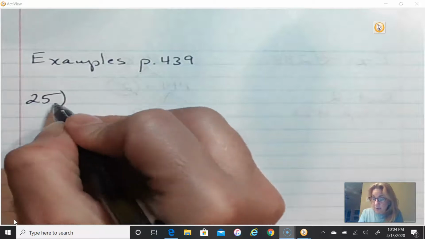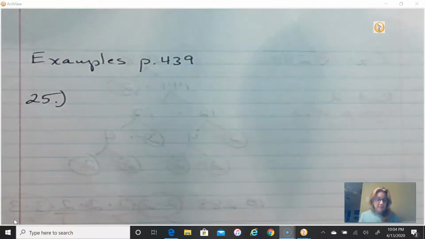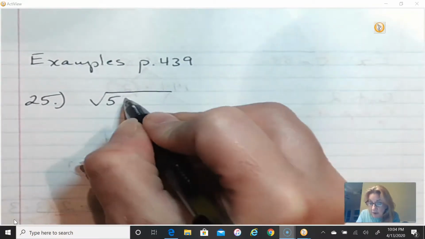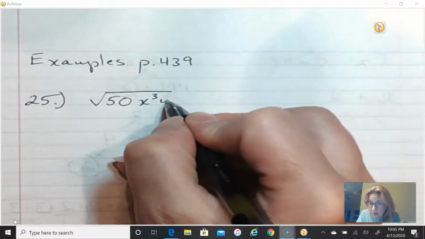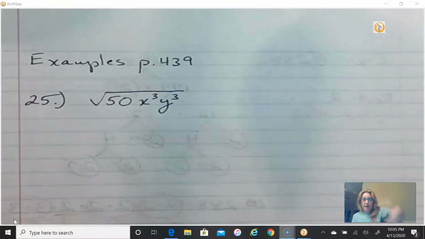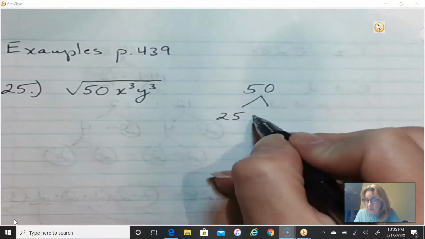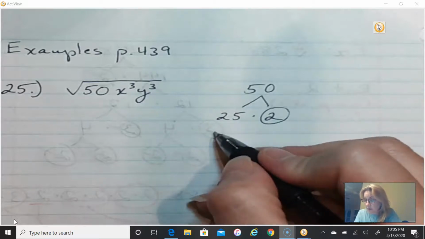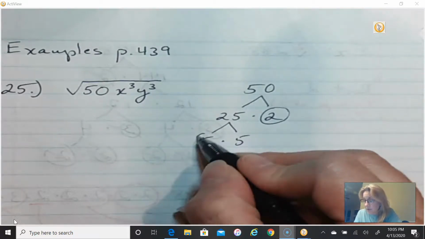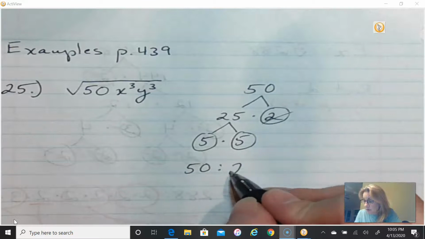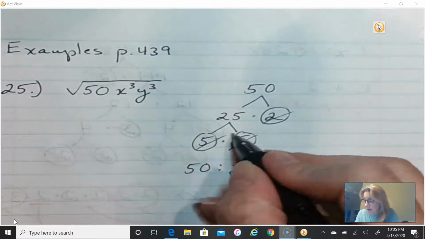I'm going to do 2 examples using variables. All right, so watch this. This is not bad. Don't worry. 50x cubed y cubed. Okay? All right, now remember, because y'all have done this too, when we do the factor tree, we're just going to do the number. 25 times 2, circle your prime number, and then 5 times 5. So then I have 50 times 2 times 5 times 5.